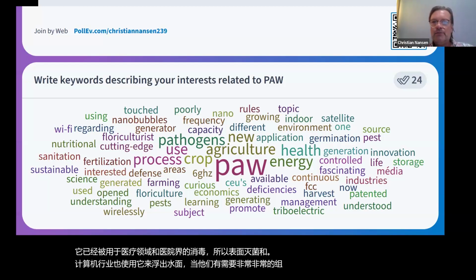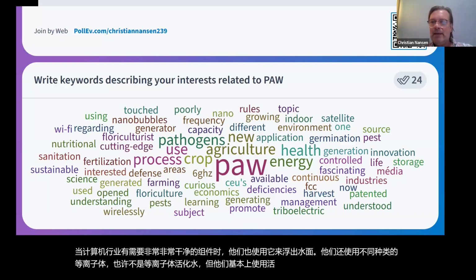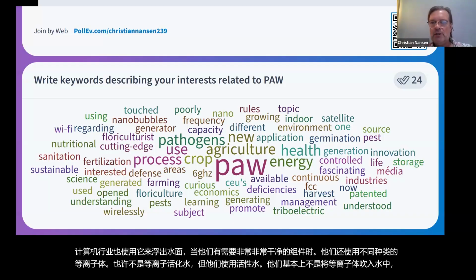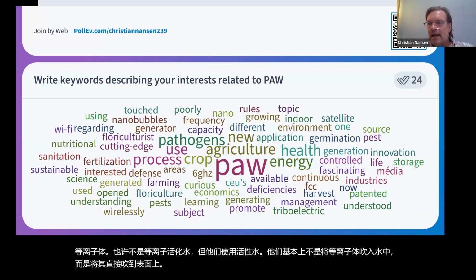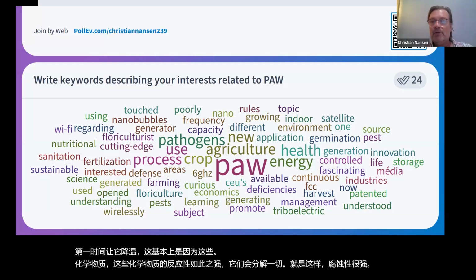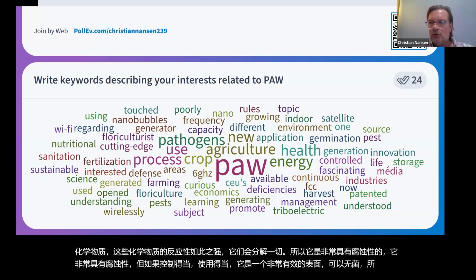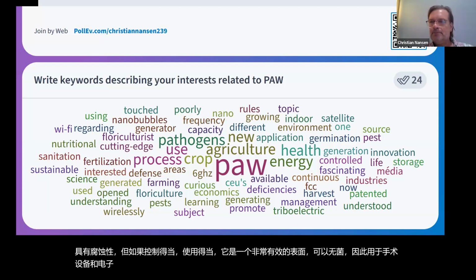They also use different kinds of plasma, maybe not plasma activated water, but instead of blowing the plasma into water, they blow it straight onto surfaces, cool it down first, and because these chemical species are so reactive, they will break down everything. So it's very corrosive, but if it's controlled and used properly, it's a very effective surface sterilant. So for surgical equipment and electronics and whatnot, it's being used quite widely.